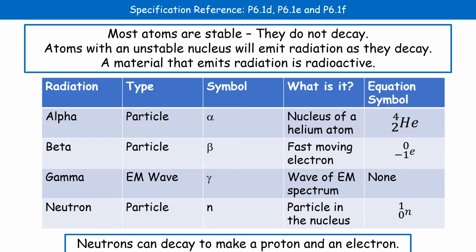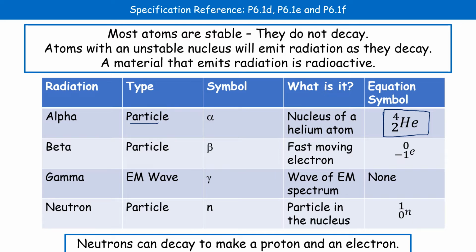First of all, alpha radiation. This is a particle, the alpha particle, which we're going to describe as the nucleus of a helium atom. So in terms of what we would use in an equation with alpha decay occurring, it is going to be our little sign for helium, He, 4 and 2. So remember the equation symbol for the alpha particle.